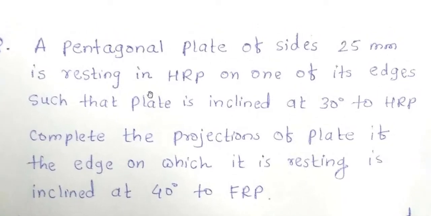This first sample problem. A pentagonal plate of sides 25 mm is resting in HRP on one of its edges such that plate is inclined at 30 degrees to HRP. Complete the projections of plate if the edge on which it is resting is inclined at 40 degrees to FRP. We will not visualize, we will not imagine anything. Plainly we will go for figuring out data given in our format.